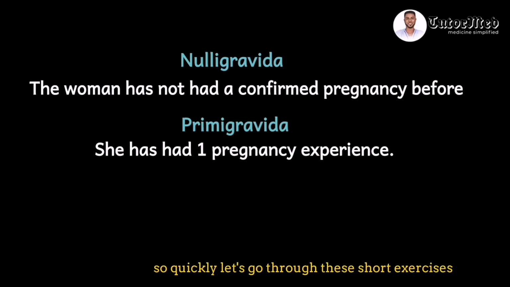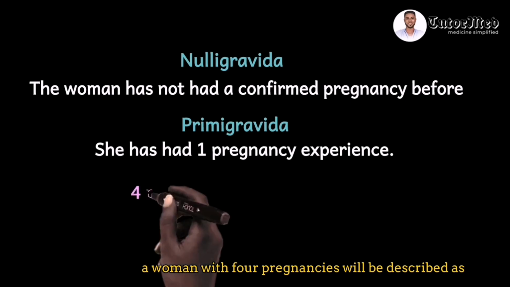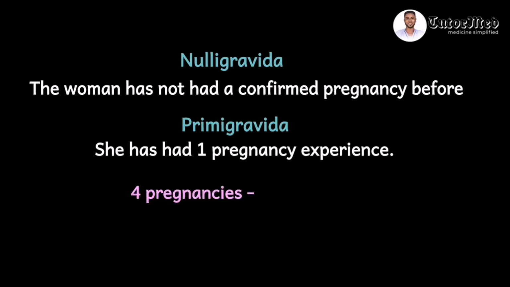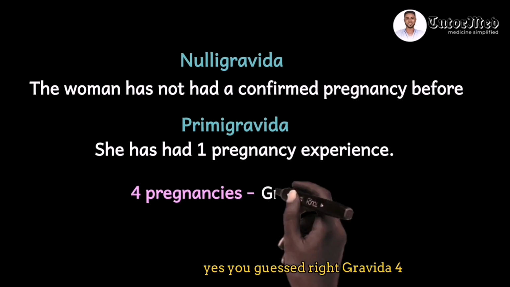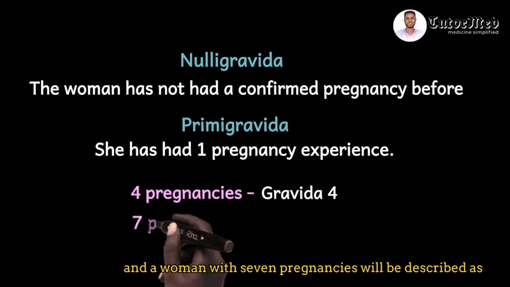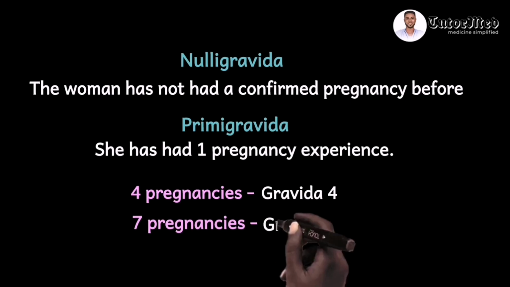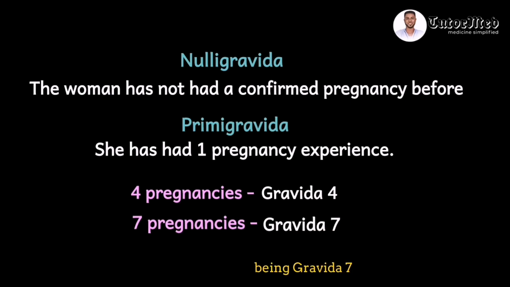So quickly, let's go through these short exercises. A woman with 4 pregnancies will be described as, yes, you guessed right, gravida 4. And a woman with 7 pregnancies will be described as being gravida 7.